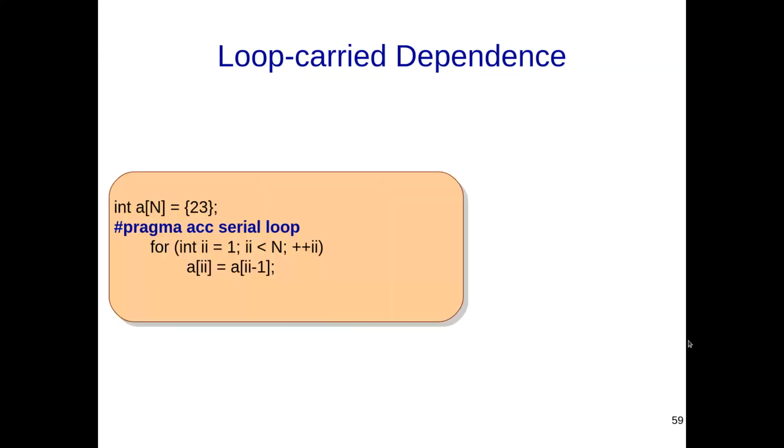Okay, so let's look at a specific example. Let's say that I specify hash pragma acc serial loop. What does serial loop do? It executes it sequentially. Where? On the accelerator. This should be understood: serial doesn't always mean CPU. This pragma means that it is going to run on the accelerator. Serial means that it's going to run sequentially.